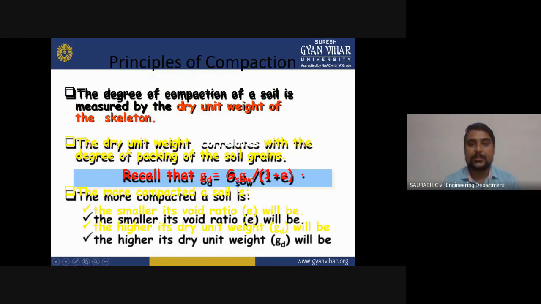Now we will see the principle of compaction. The degree of compaction of soil is measured by the dry unit weight. The dry unit weight of soil will increase by doing the compaction. If you look at more compacted soil, it has more dry density compared to normal soil. The higher its dry unit weight, gamma D will be the higher.